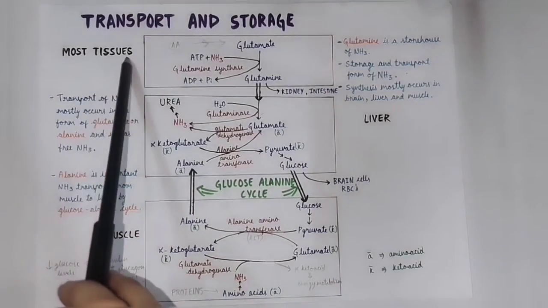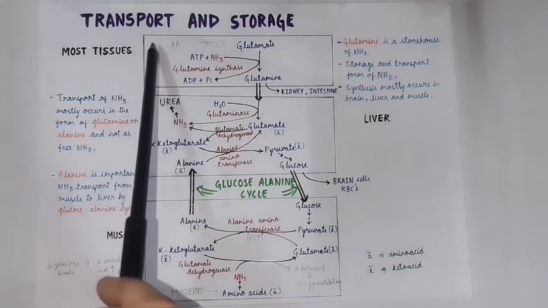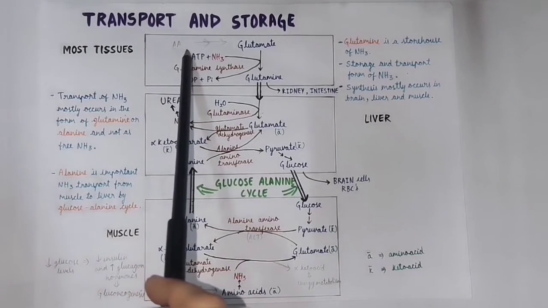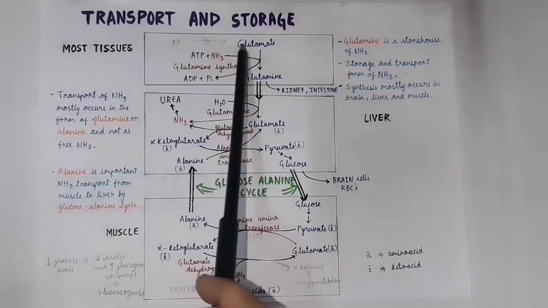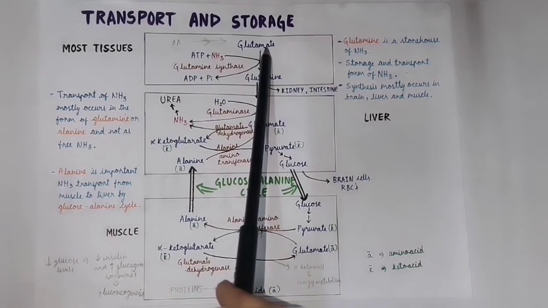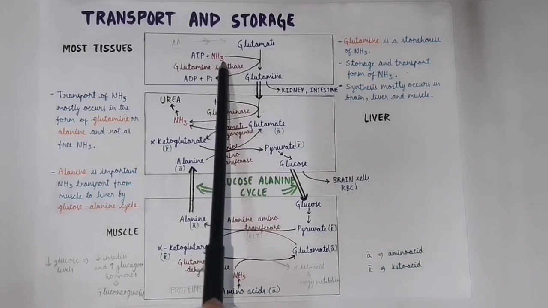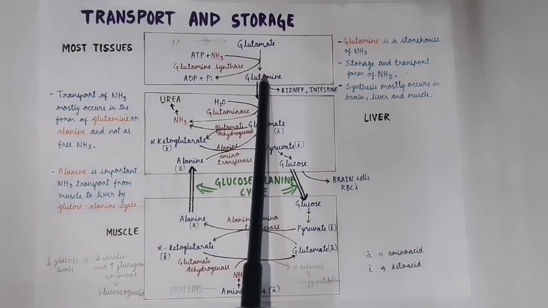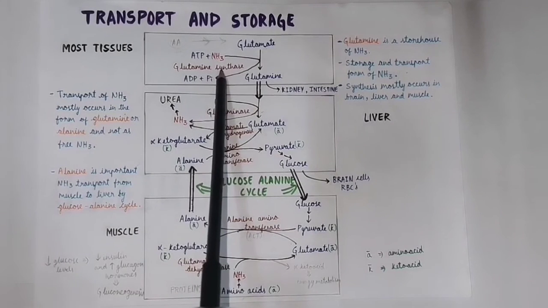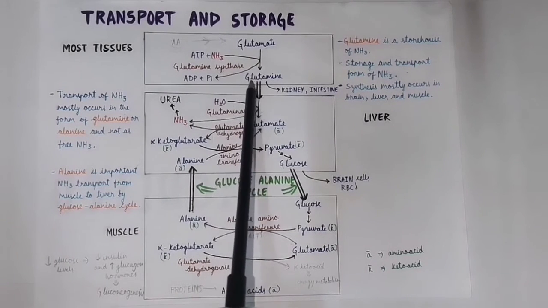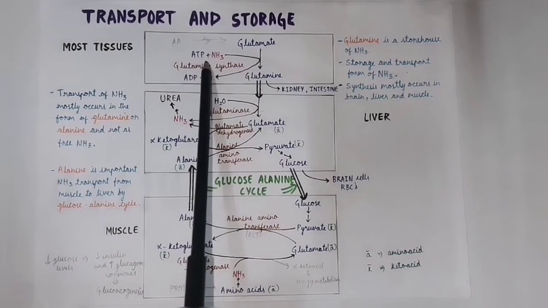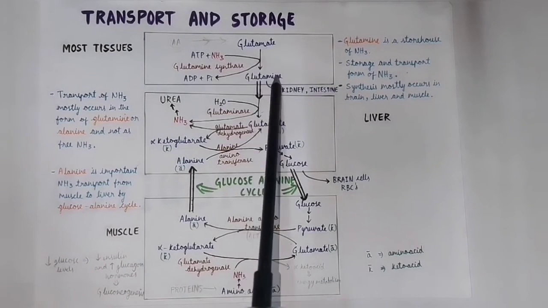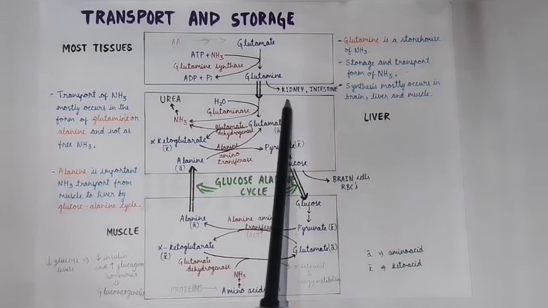Similarly, in other tissues also, proteins undergo proteolysis to form amino acids. These amino acids undergo a transamination reaction to form glutamate. Now, ammonia is added to glutamate, which is catalyzed by the enzyme glutamine synthase and forms glutamine. This reaction requires energy, and the glutamine which is formed is transported to the liver, intestine, and kidney.